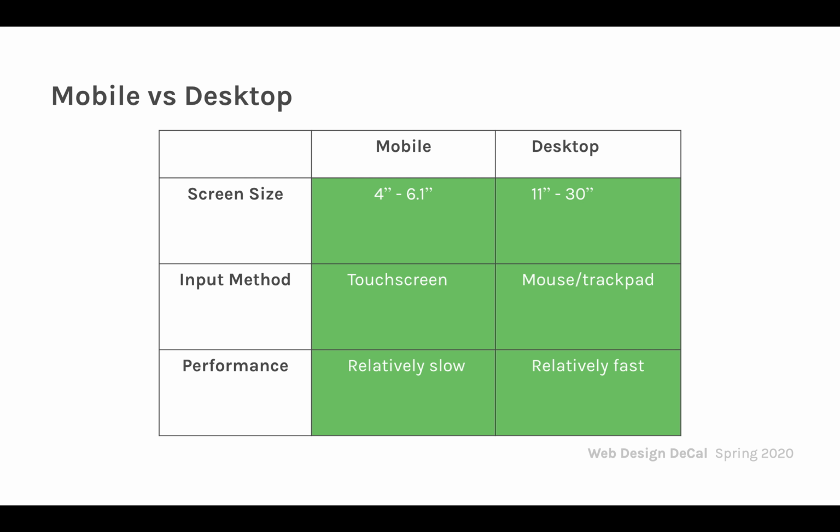So, mobile versus desktop. Again, screen size, much smaller. Your input method is your thumb using the touchscreen, and for performance, the rendering engines for phones are actually much slower than for desktop. So you probably have to keep this in mind when it comes to embedding certain types of media for the phone, and you want to make sure the file type is compatible with all kinds of devices.